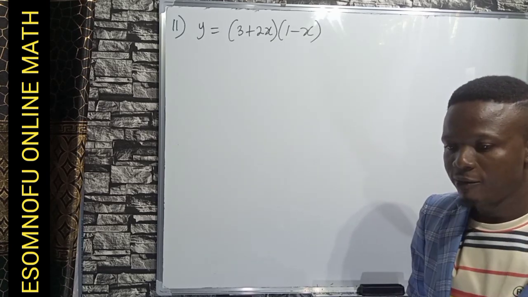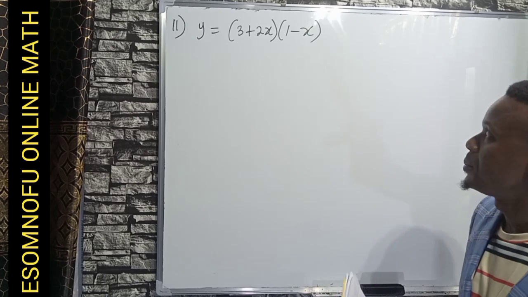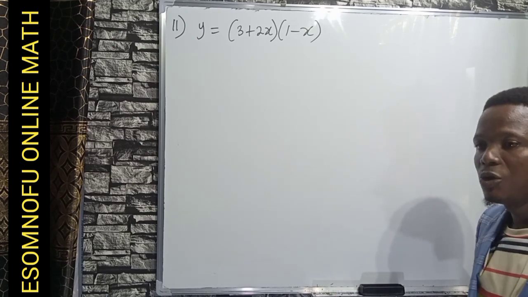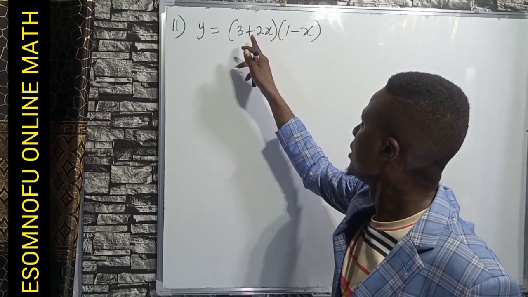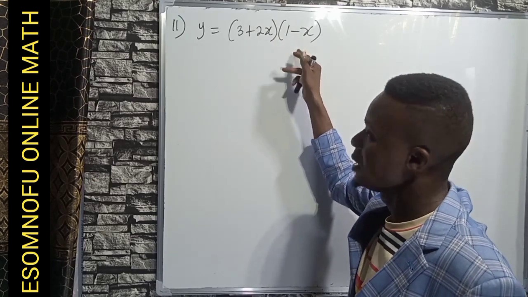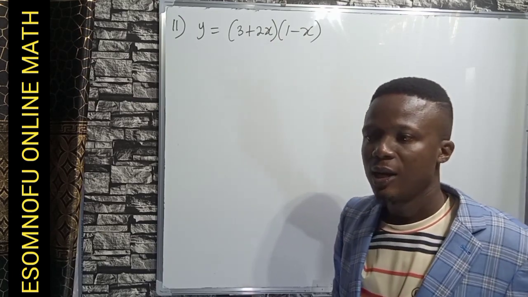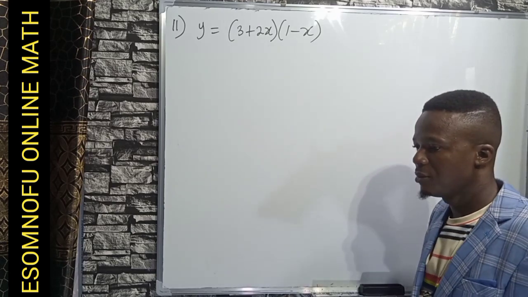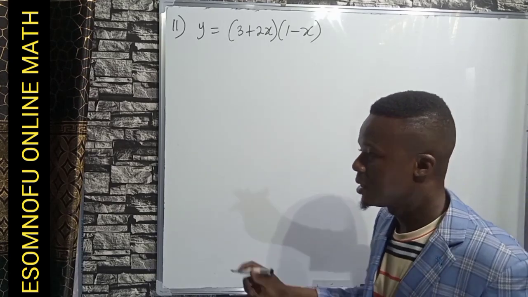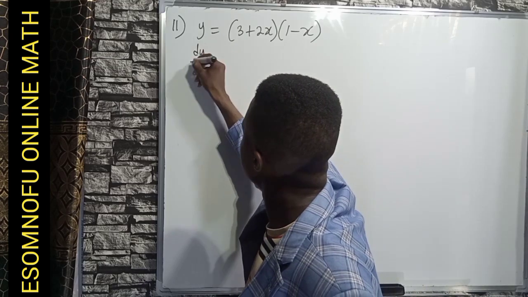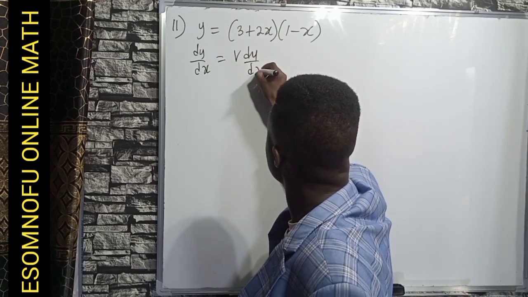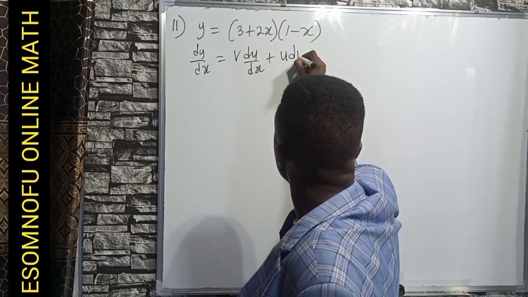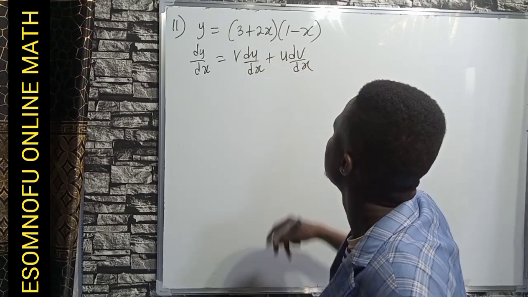Okay, in the number 11 question, you will see that this is a product rule. How do you know it's product rule? You can see carefully here that two things are multiplying each other. 3 plus 2x is multiplying 1 minus x. Hence, this is a product rule. And in product rule, you have to take this formula. The formula for product rule is telling us that dy/dx is equal to v du/dx plus u dv/dx.